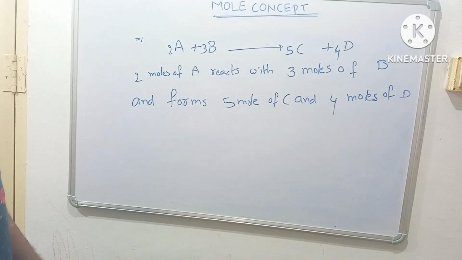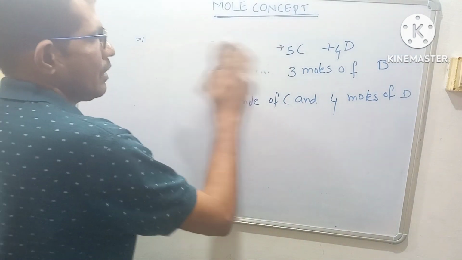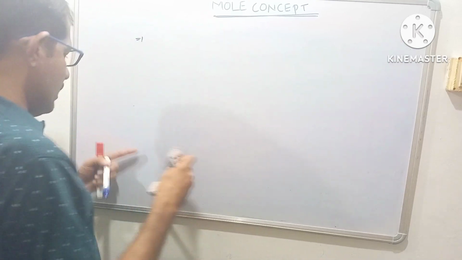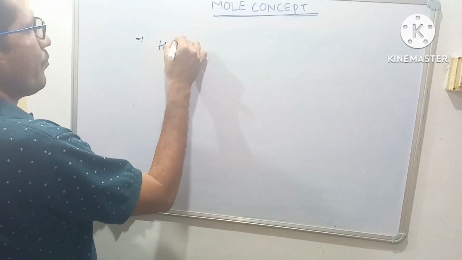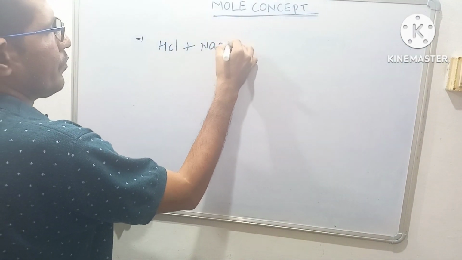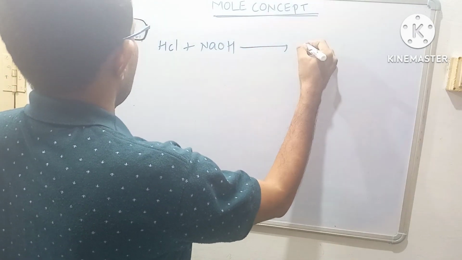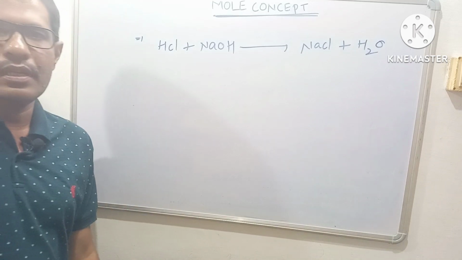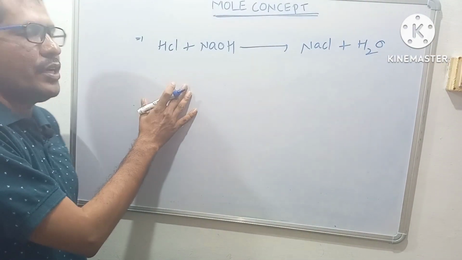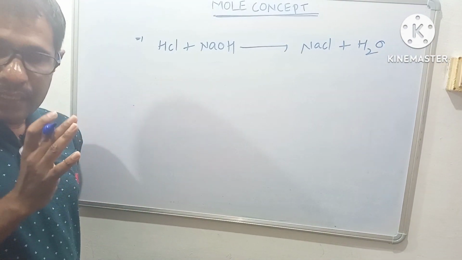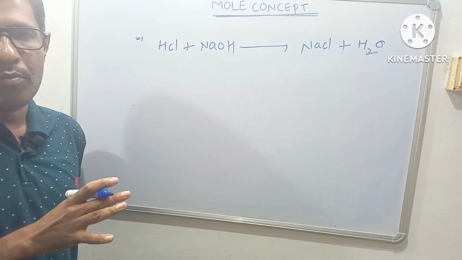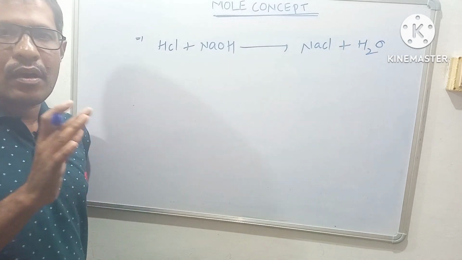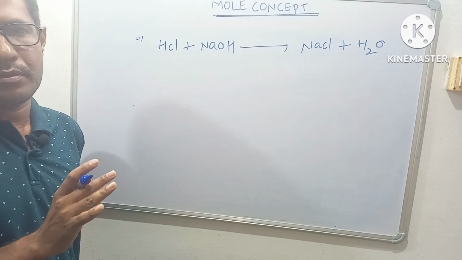I will write one more chemical equation for your better understanding. An acid base simple reaction: HCl plus NaOH gives rise to NaCl plus H2O. Okay, he will give the question like this, right? First of all, you need to understand. I will show you in the next video how to solve the problems. Right now, understand what concepts are needed to solve the problems, right?